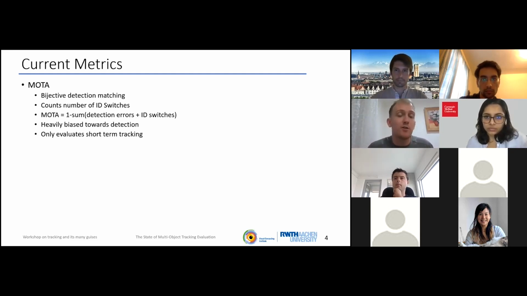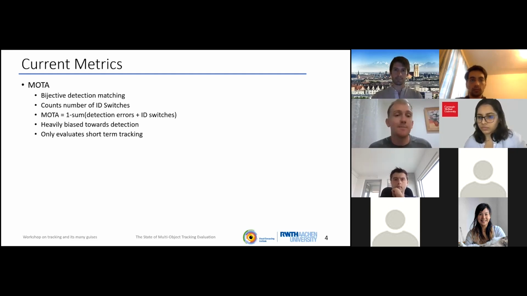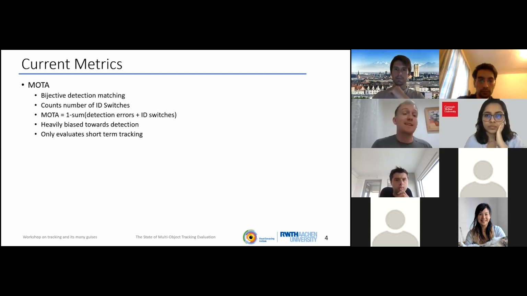Then the final MOTA score is simply 1 minus the sum of the detection errors plus these ID switch errors. And this ends up being heavily biased towards detection, because the number of ID switches is usually about 100 times less than the number of detection errors, so false positives or false negatives. This also is only able to evaluate short-term tracking, because if a tracker makes a mistake and then goes back to the correct track, this will be counted as 2 ID switches and 2 errors. So it isn't able to correctly evaluate long-term association over time.